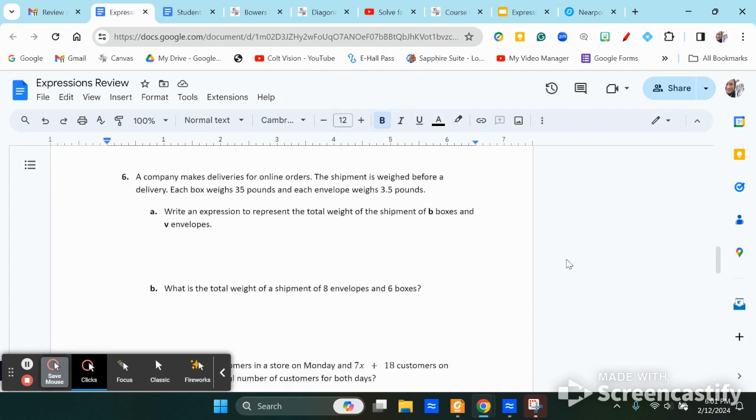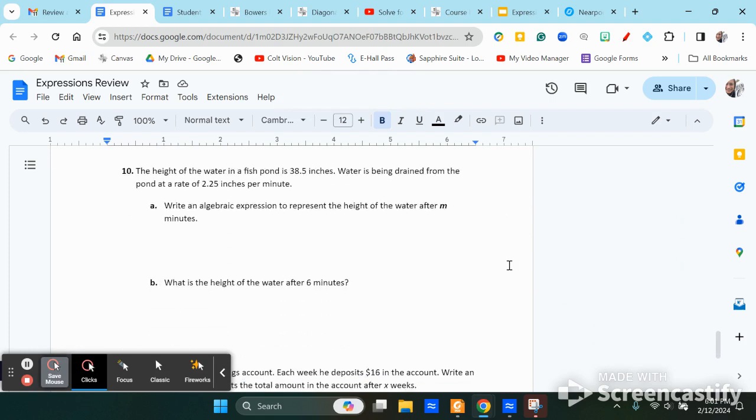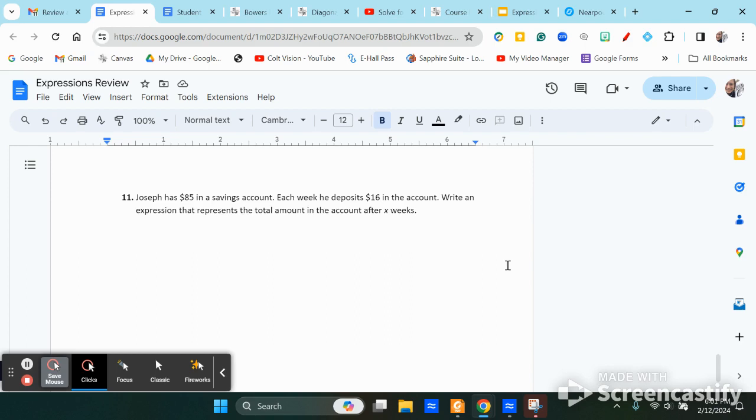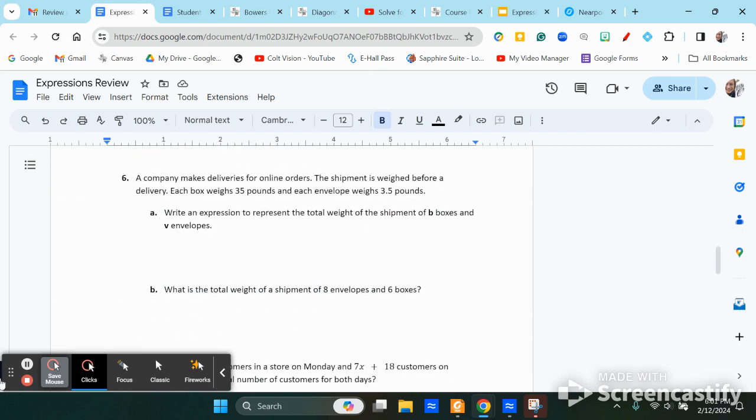So for number 6, 7, 10, and 11, you're actually writing expressions and then simplifying them. So I will show you number 6 to start, and then you can get from that. A company makes deliveries for online orders. The shipment is weighed before the delivery. Each box weighs 35 pounds, and each envelope weighs 3.5 pounds. Write an expression to represent the total weight of the shipment of B boxes and V envelopes.